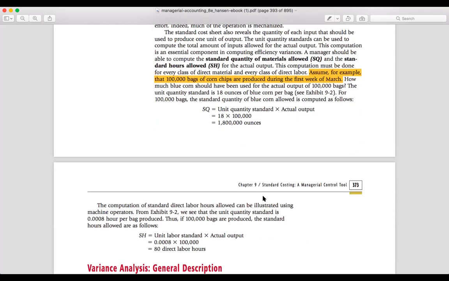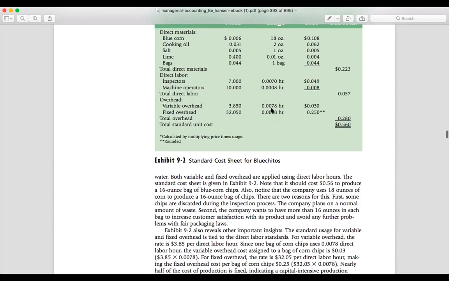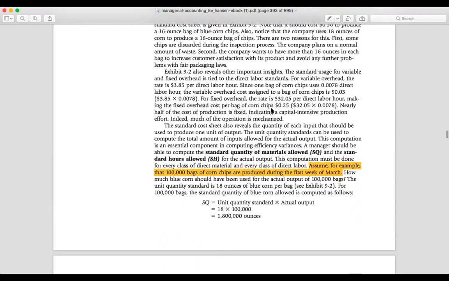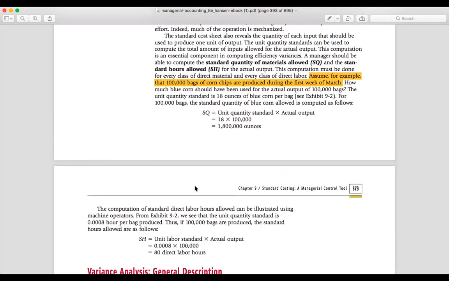And if we want to compute the standard direct labor hours, we can use the machine operator as the basic computation. So we see that the unit quantity standard is, this one, the machine operator here. The unit quantity standard is 0.0008 hour. So it will be times 100,000 and we got 80 direct labor hours, right? So in order to produce 100,000 bags of chip. Okay.